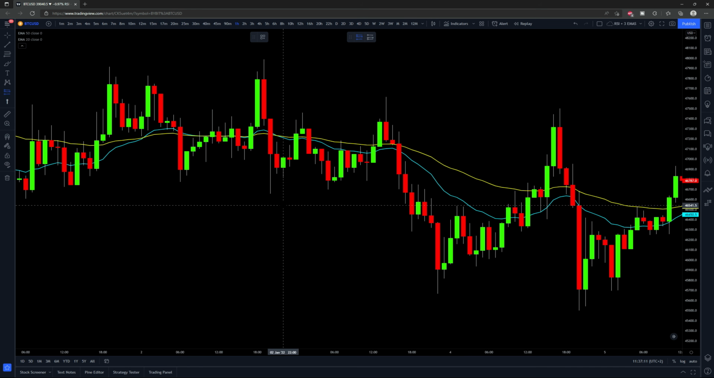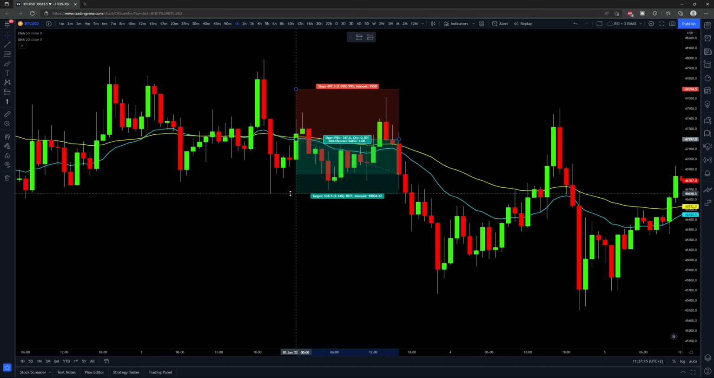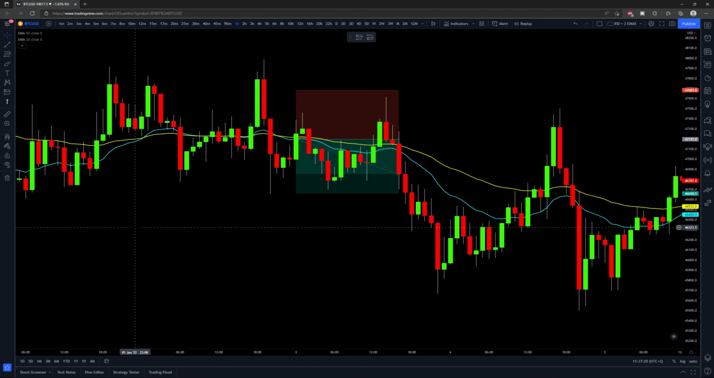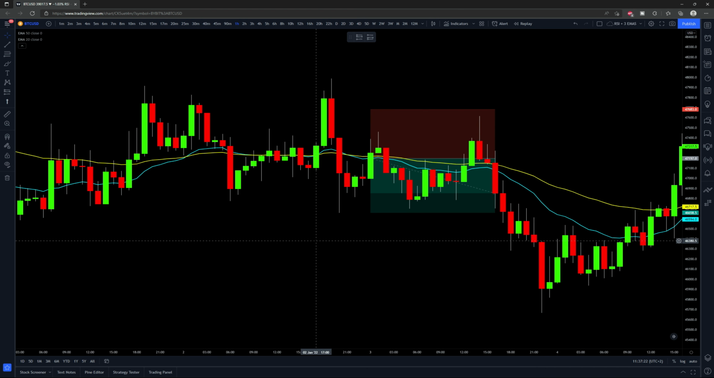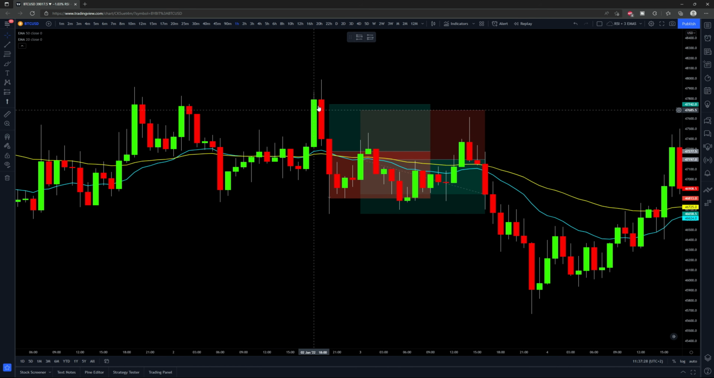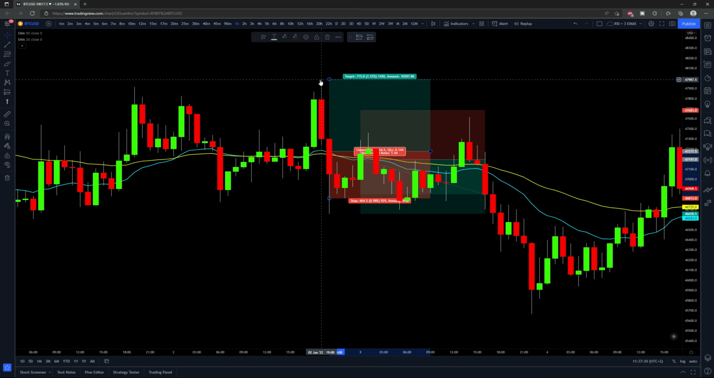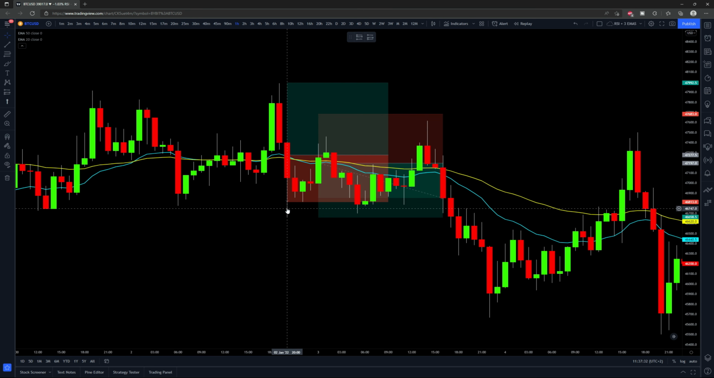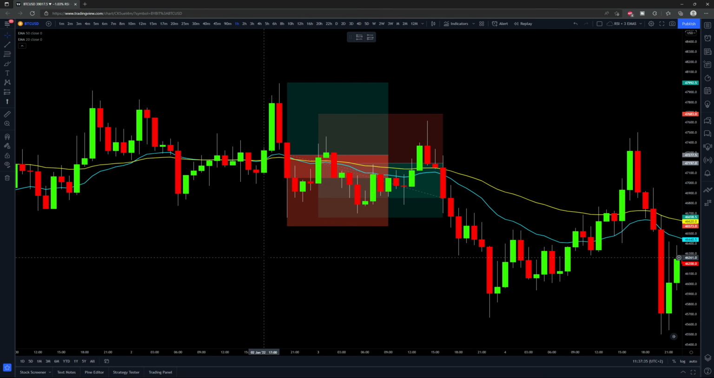Here we have a cross down, so we get our first pullback right here. We target the lows using a 1-to-1. Okay, this one's also a winner. Here's a loss, so we see a cross to the upside right here. And then we would be buying at the 20 and targeting the highs before the pullback. So this one ends up being a loss.